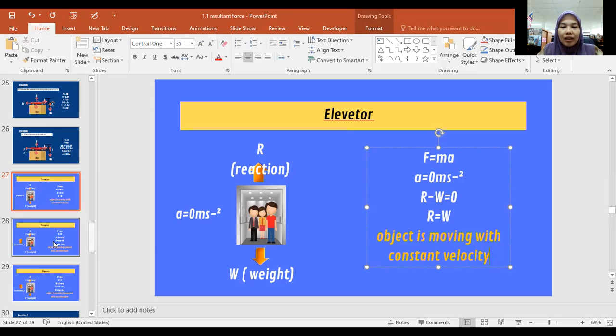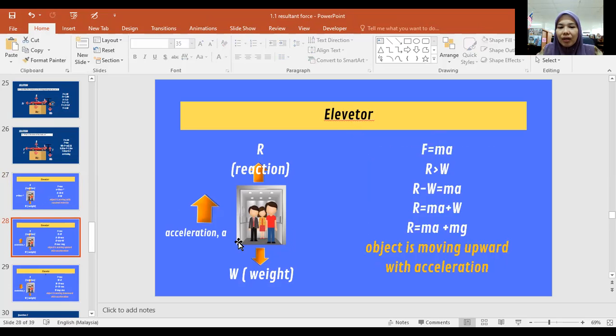Next, elevator as well. In the second situation, this elevator accelerates upward. So the same goes for this question: we only consider the vertical forces. From Newton's second law, F is equal to ma. When the object accelerates upward, the upward force is greater than the downward force. So R is greater than W. We have to write R minus W, because the greater force is the reaction. Reaction minus weight is equal to ma.